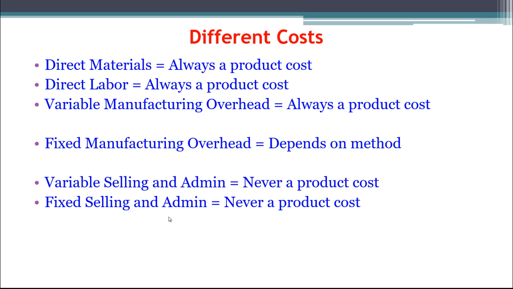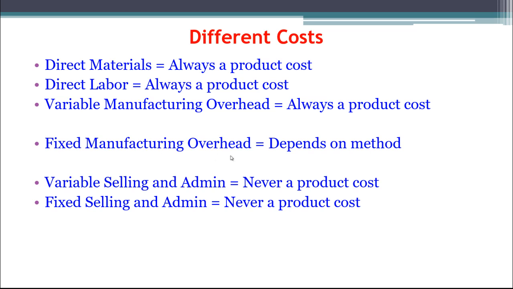Let's jump down to the bottom group. Variable selling administrative, fixed selling administrative. It doesn't matter what method you're using. Those are never product costs. They don't relate at all to production. There's no argument for them to be a product cost under any method.